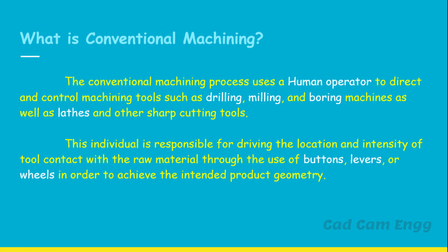Conventional means human-operated machines like drilling, milling, boring, lathe machines, some other tools, and shapers. These machines are called conventional machines. They are operated by humans using buttons, levers, and wheels to get our required product. That's why they are called conventional machines.